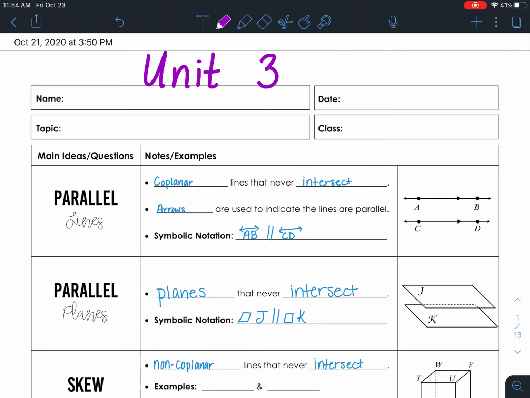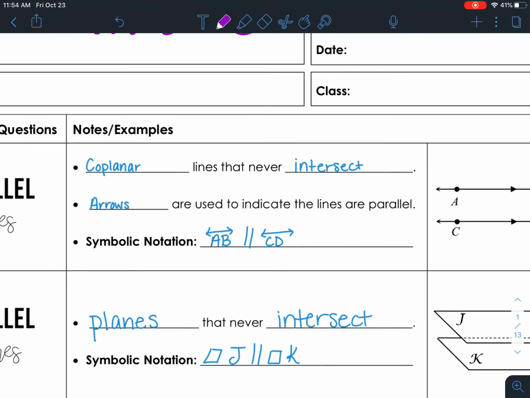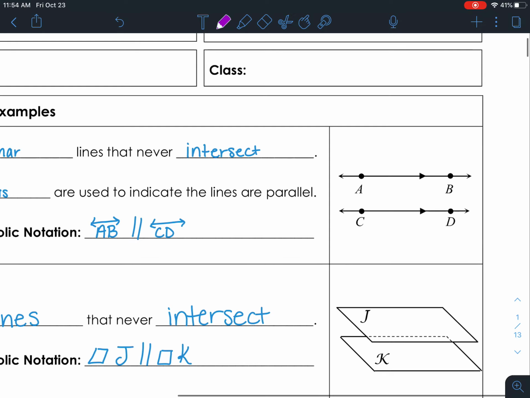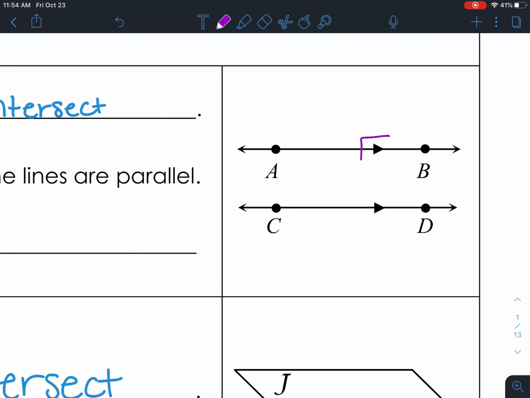So we're going to start off with what parallel lines, parallel planes, and skew lines are. Alright, so let's start with parallel lines. Parallel lines are coplanar lines that never intersect. We're going to use arrows to indicate that these are parallel. So if we look over here, these are those arrows they're talking about. You'll see arrows on each line, and that means that those lines are parallel.